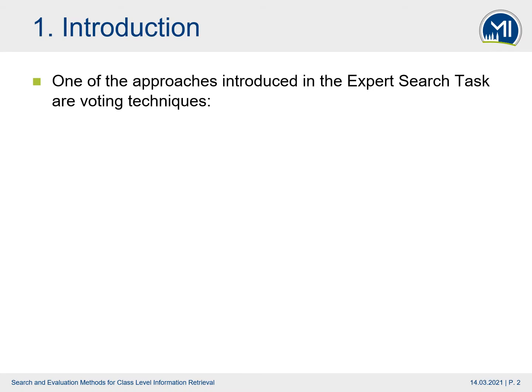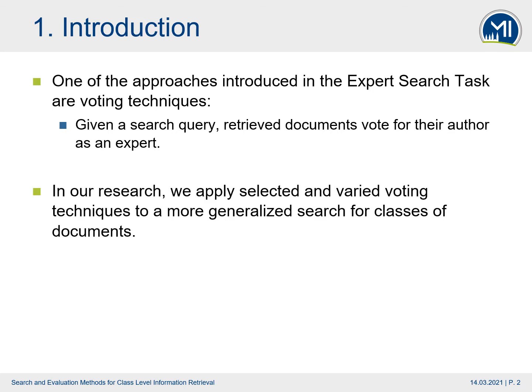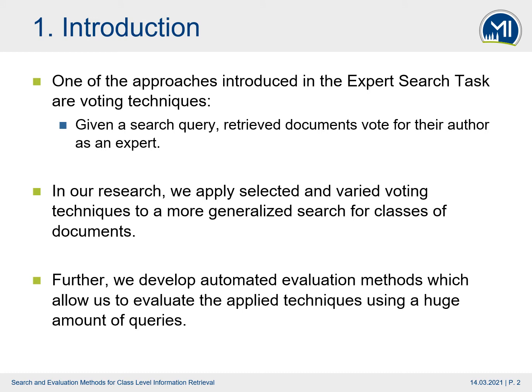Voting techniques are one of the approaches used in the expert search task. This approach takes a search query in order to retrieve documents which vote for their author as an expert. We apply selected and varied voting techniques for a more generalized search for classes of documents. Further, we introduce two automated evaluation methods which allow us to evaluate a huge number of queries and its found class items.